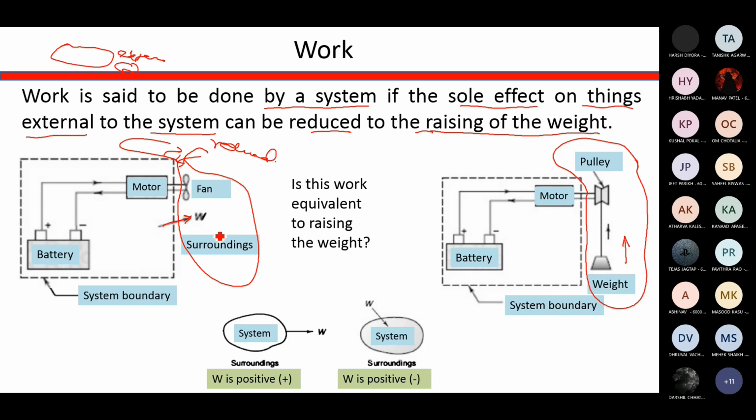So we have a system like this and the surrounding, and this is the work done by the system. The outside arrow indicates work done by the system, and this arrow indicates work done on the system, right? So the sign convention is: work done by the system will be treated as positive, and work done on the system will be treated as negative. Note down this sign convention. Done?